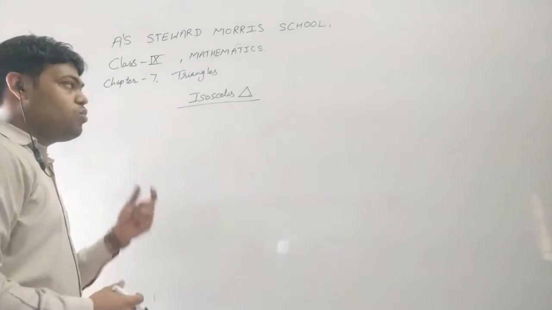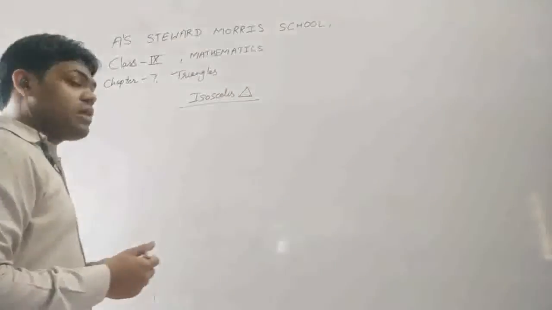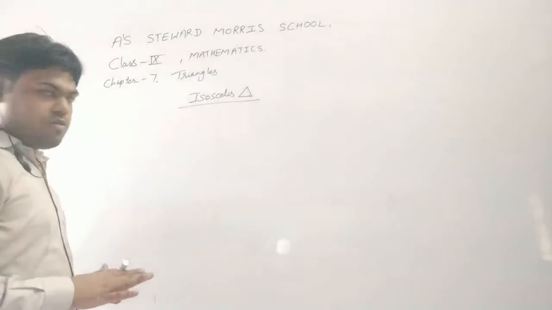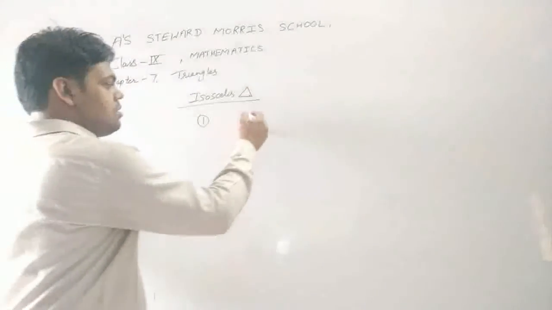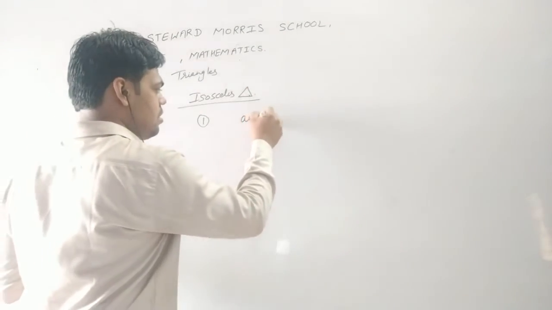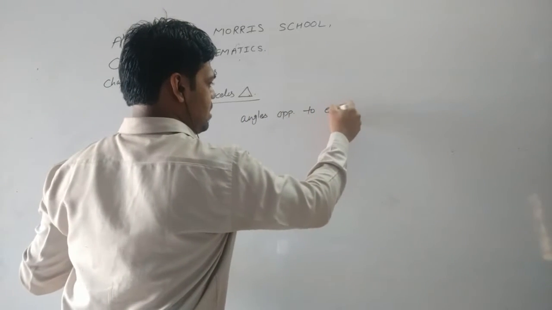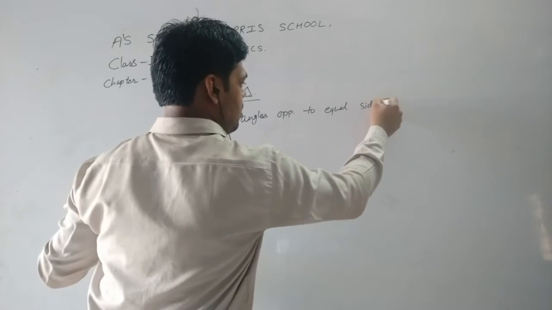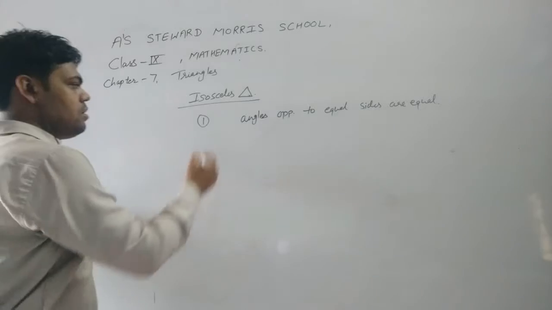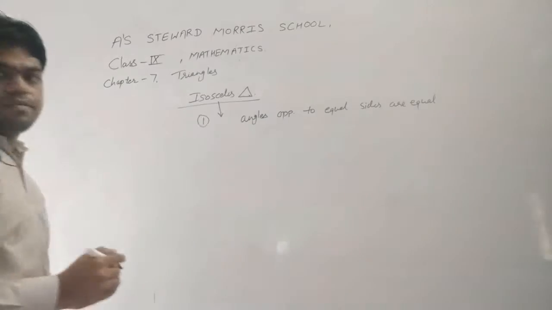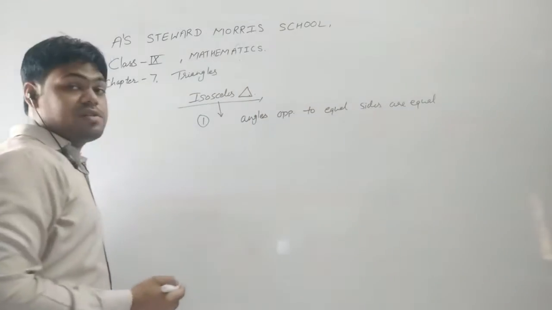angles opposite to equal sides are equal, and the second property is the converse of this: sides opposite to equal angles are equal. Okay, the first one we are proving here. The first property, that is, angles opposite to equal sides are equal in an isosceles triangle.